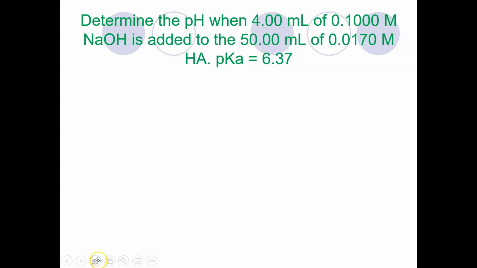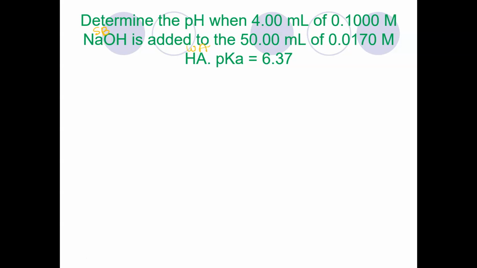So again, step number 1 is going to be, let's figure out the type of chemical. So sodium hydroxide, that's a strong base. HA, that's a weak acid. So we read the question and we have 2 chemicals, a strong base and a weak acid.